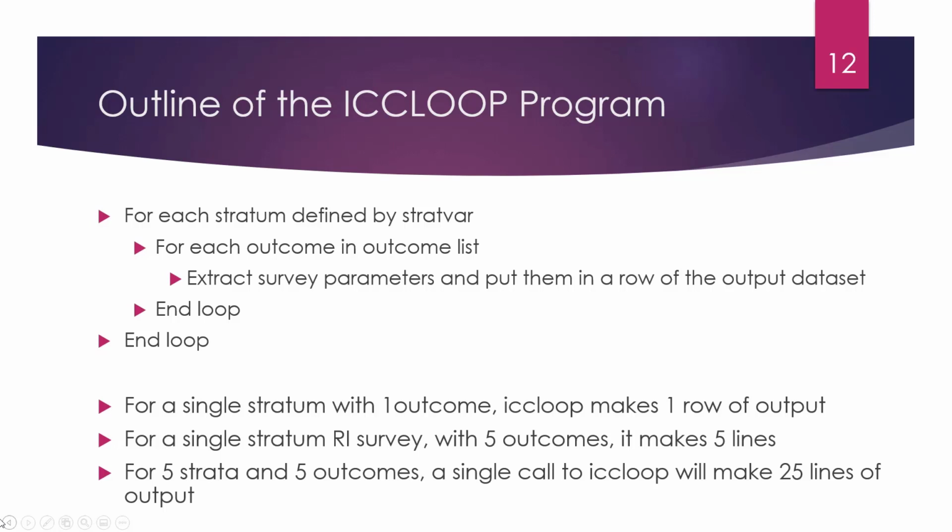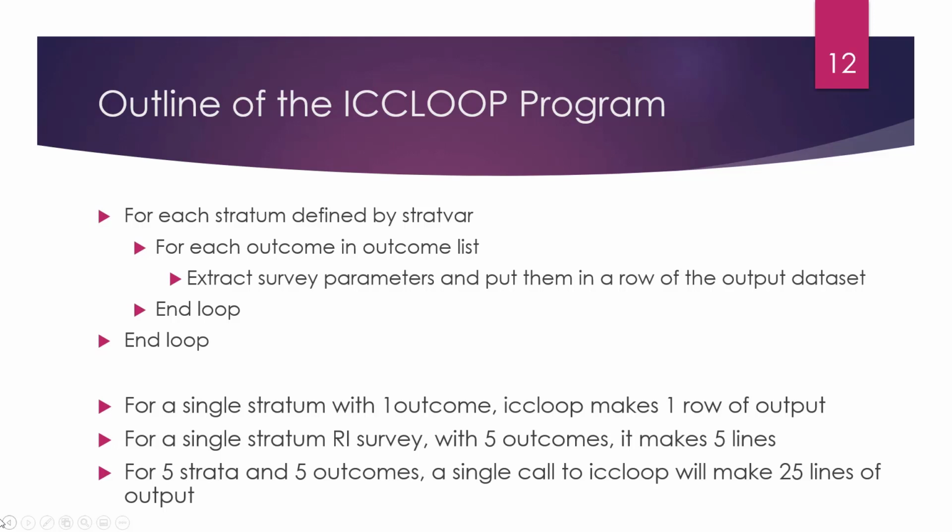But if you had a single stratum and you did a routine immunization survey with 5 outcomes, ICC Loop is going to put 5 rows in the data set, 1 for each outcome. Or maybe you have 5 geographic strata and 5 outcomes. Well, you could call ICC Loop once, and it will put 25 lines of output in the output data set, one for each stratum and each outcome.